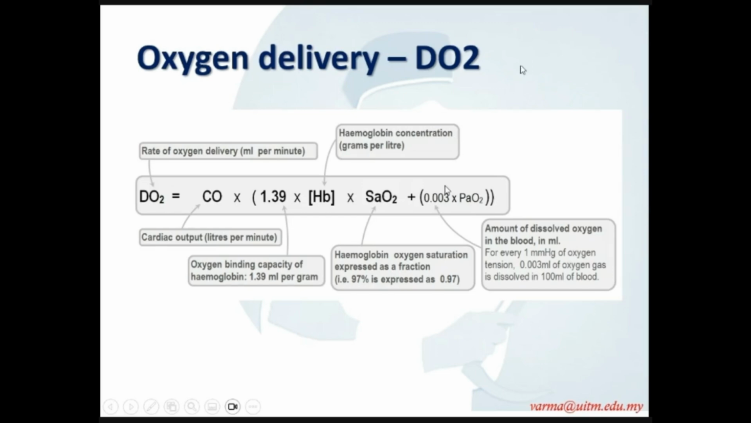So when you have your Vigileo FloTrac, if you put in all this information, the machine can calculate for you. There is a screen where you can put in the patient's SaO2, the patient's ABG, Hb, PaO2 and everything. The machine can calculate the DO2 for you also.